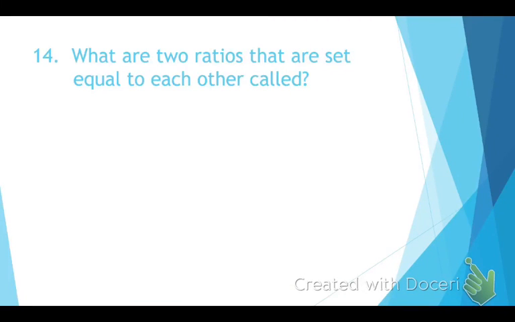All right, we're going to do one last problem today. Write down this answer. The final question of today is going to be a vocab word. What are two ratios that are set equal to each other called? Okay, so we've got like 1/4 is set equal to 2/8. This would be called a proportion.